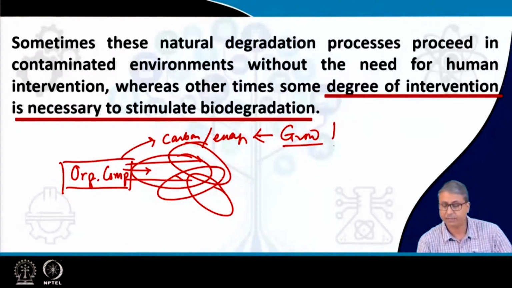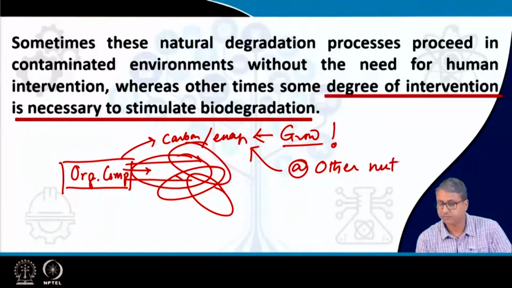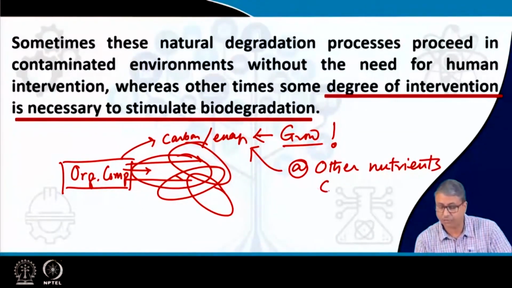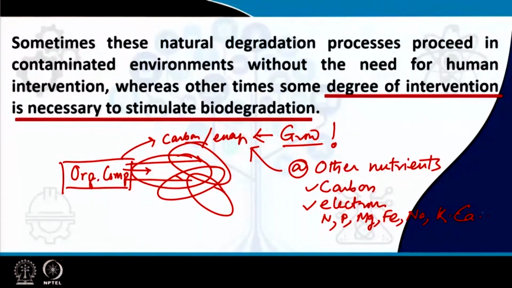They will grow, but this growth of the microorganism will require, number one, other nutrients. It is not only, of course, carbon, which is one of the major nutrients. So, along with carbon and electrons, they need other things like nitrogen, phosphorus, magnesium, iron, sodium, potassium, calcium and many other things. And also some of them could be electron acceptors. So, a terminal electron acceptor would be required. They will also need a kind of favorable condition, as I mentioned earlier.